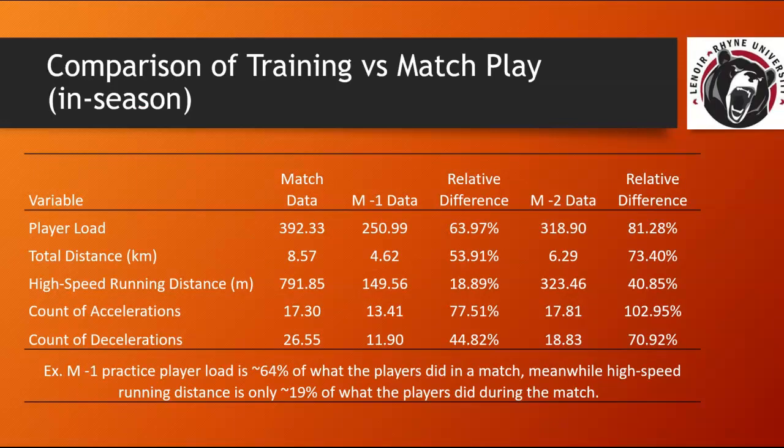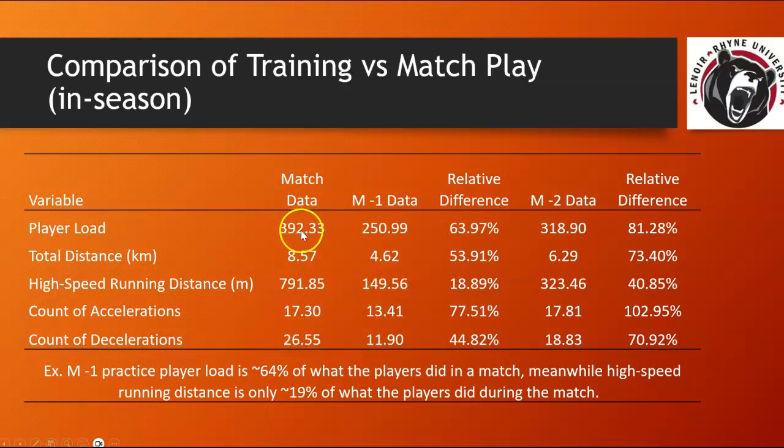So looking at this data, we have the actual match performance in all 5 of our variables. So we can see that we have player load. This is an arbitrary or unitless measure, so there are no units associated with it. We have total distance, high-speed running, accelerations, and decelerations.